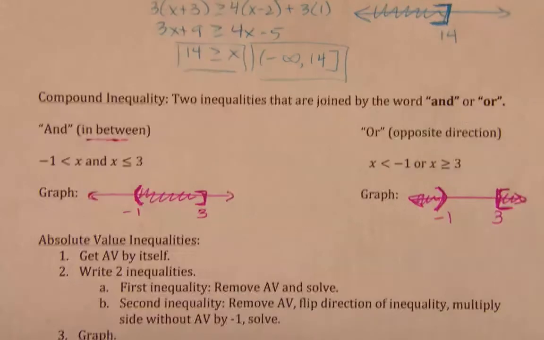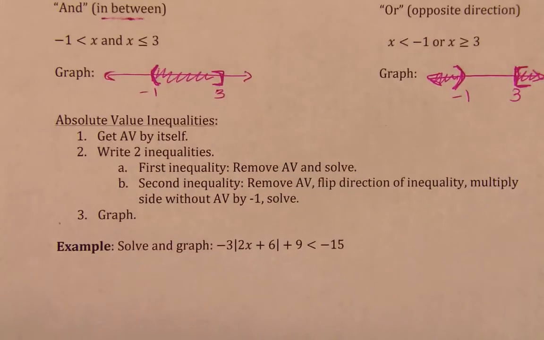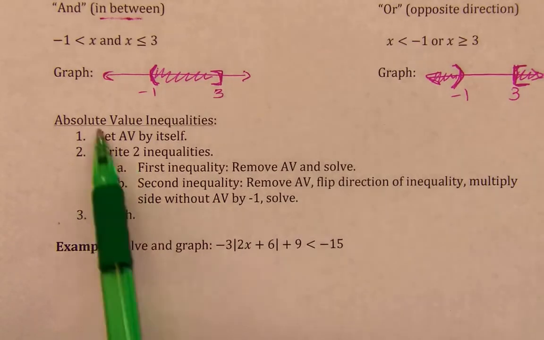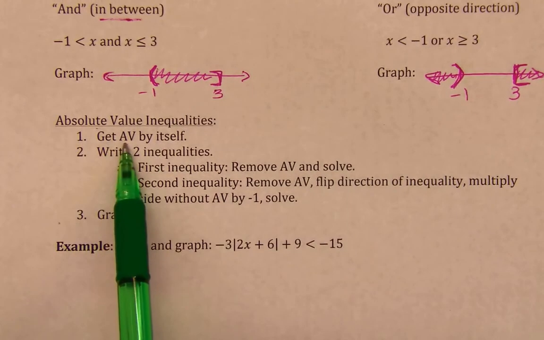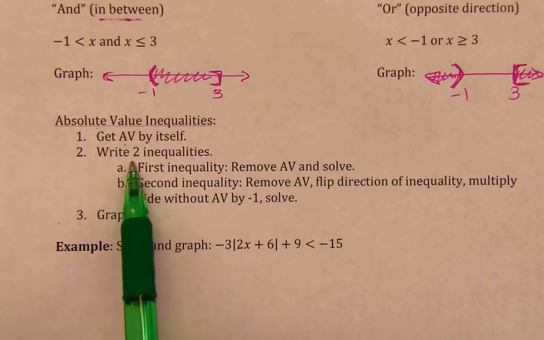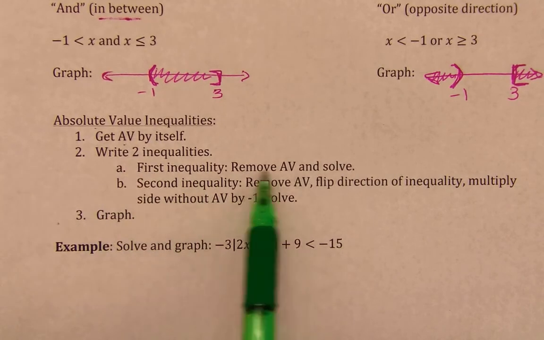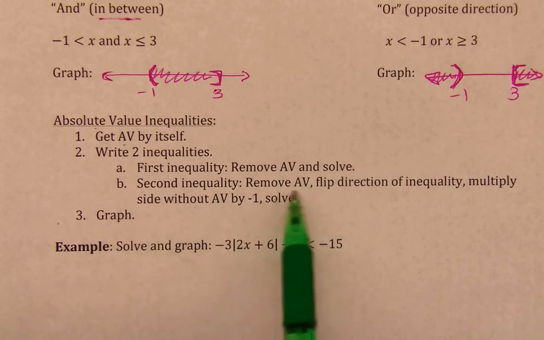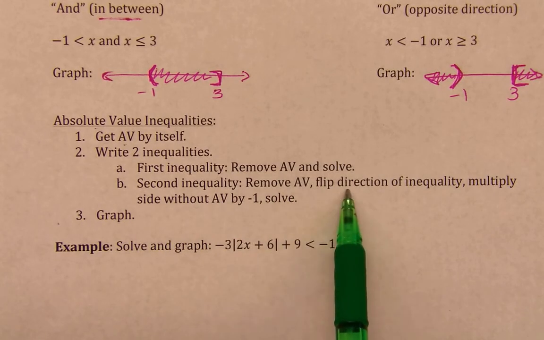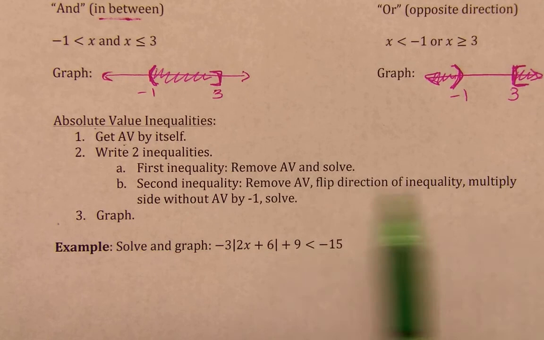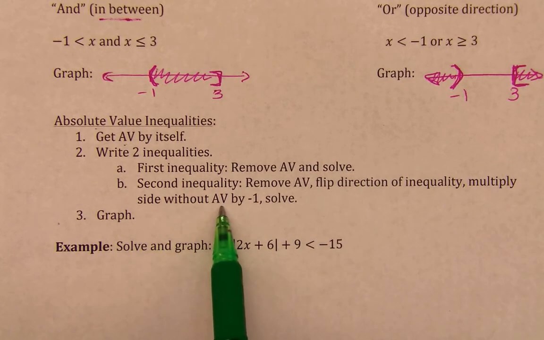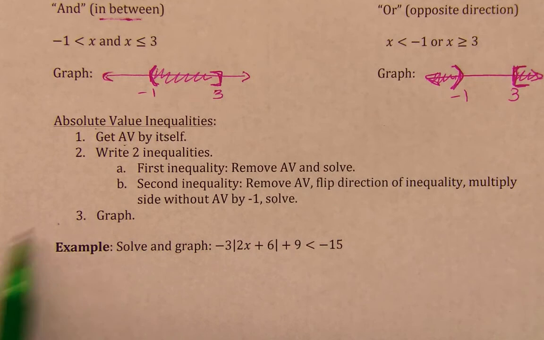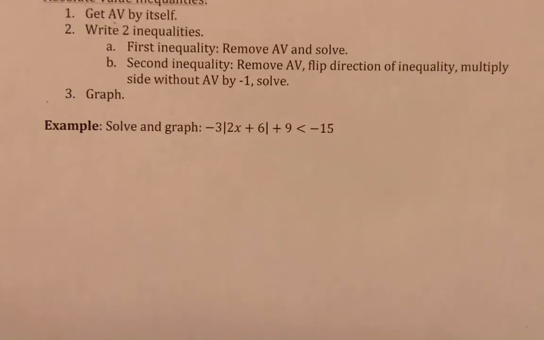Okay. Now let's look at solving absolute value inequalities. So if I have an absolute value inequality, first we want to get the absolute value by itself. We want to write two inequalities. The first inequality, all we're going to do is remove the absolute value and then solve. The second inequality, we're going to remove the absolute value, flip the direction of the inequality, and then multiply the side that didn't have absolute value by negative 1. And then we can solve. And then we're also going to graph. And I know that's a lot of steps, so let's go ahead and start going through an example first.